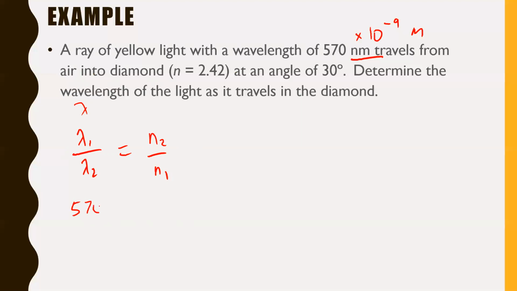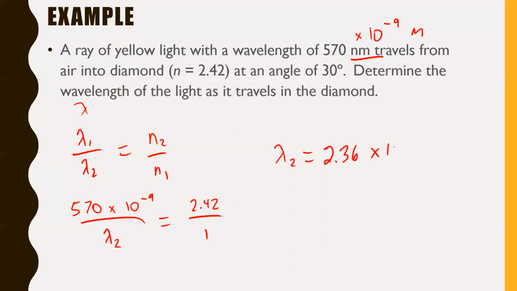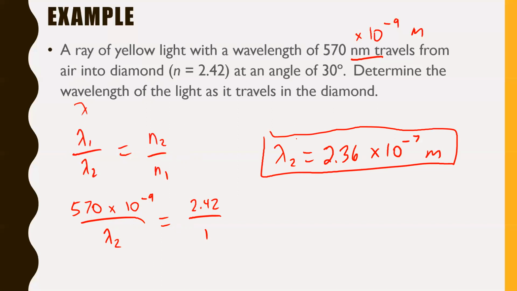Why did I just say them out? I could have written them down the whole time. 570 times 10 to the -9 over lambda 2 equals 2.42 over 1. I'm not even going to write 1.00, it's just a waste. Multiply this over, divide by 2.42, and you're going to get lambda 2 equals 2.36 times 10 to the -7 meters. Notice how quick these go? Like, they're not a ton of work.